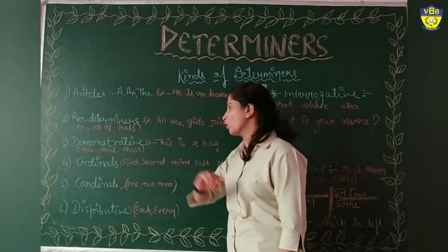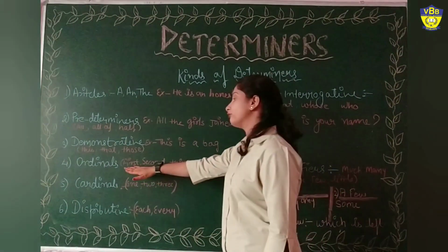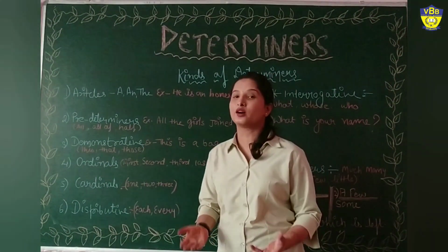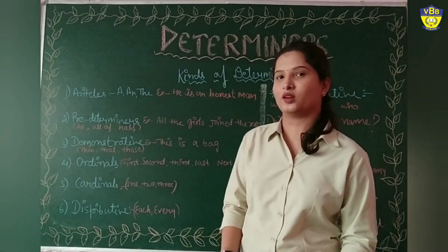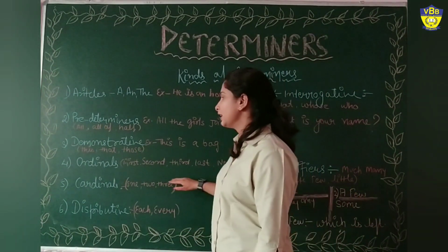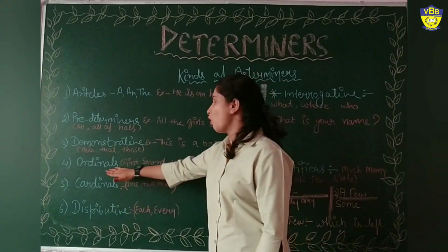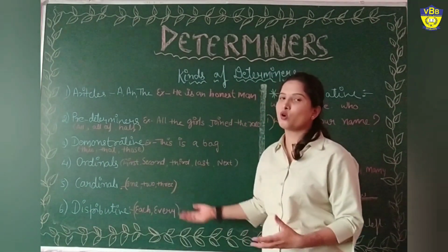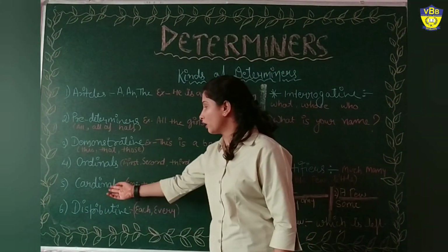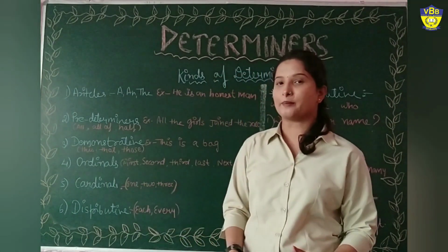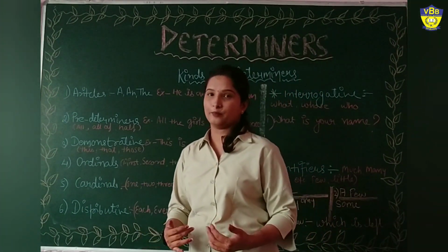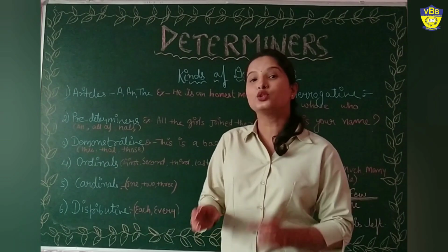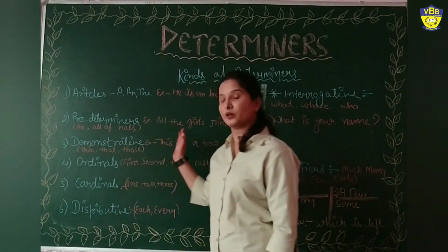Now let's talk about ordinals. Ordinals are words like first, second, third, last and next. For example, he is the first person who took admission in the school. So the word first is a determiner and it is an ordinal determiner. Now next is cardinal. 1, 2, 3 and so on are the words used as cardinal determiners. For example, one student will come. Two students will come. In these sentences I have used the words one and two, and these are cardinal determiners.